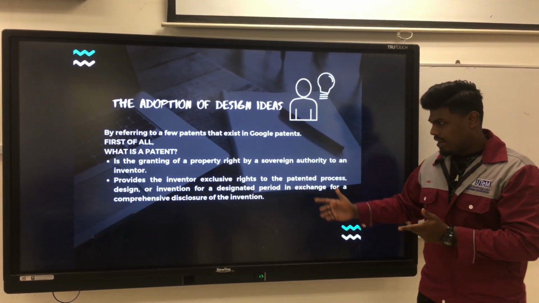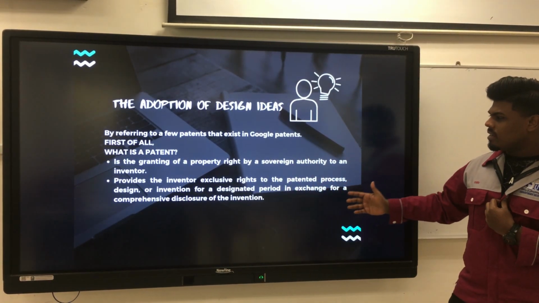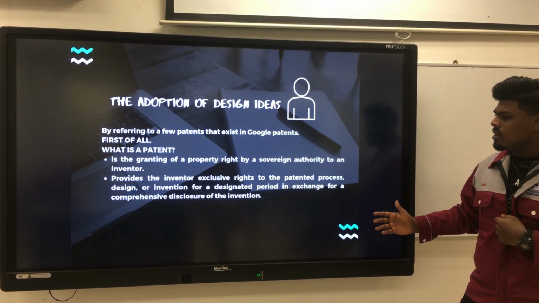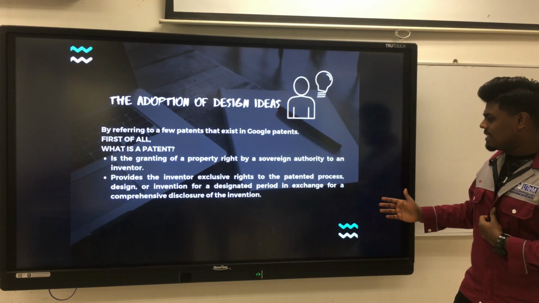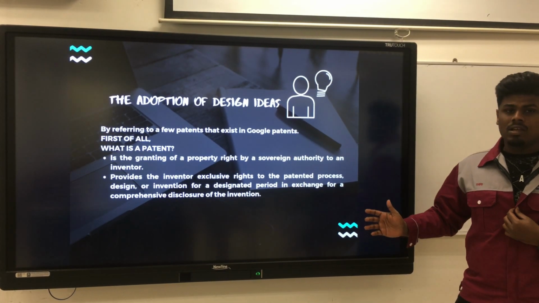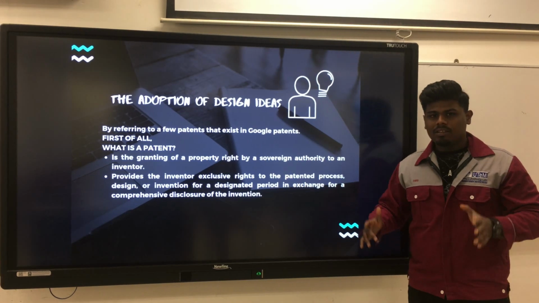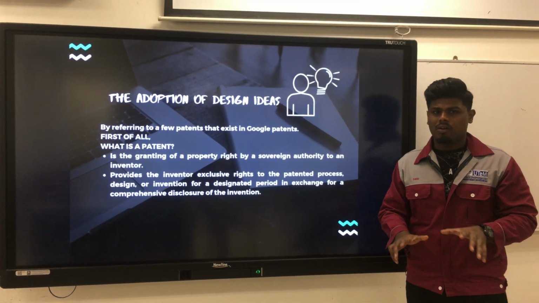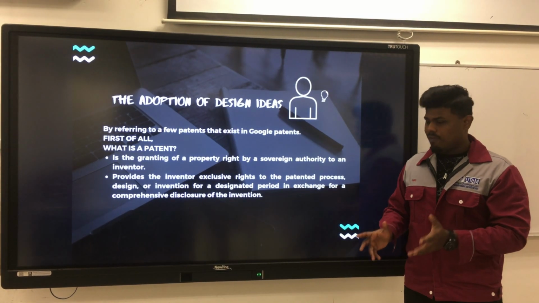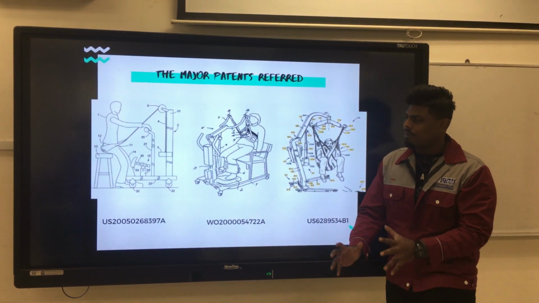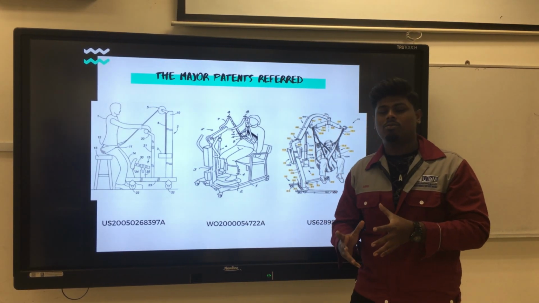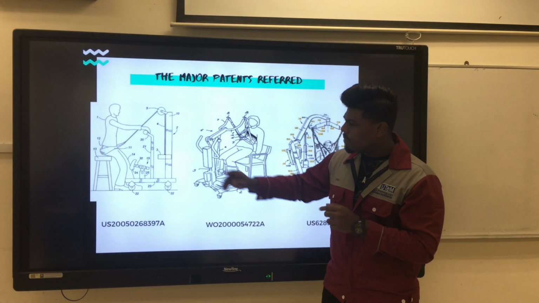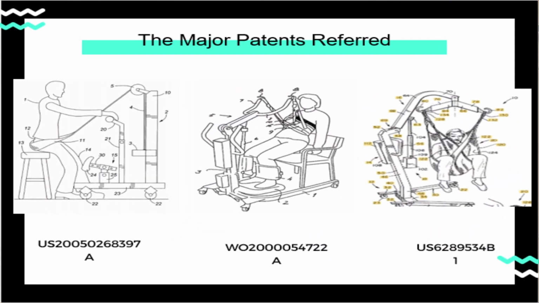Well, again, this provides the inventor exclusive rights to the patented process, design or invention for a designated period in exchange for a comprehensive disclosure of the invention. Well, as we all know here, a patent is more of taking care of the rights of the designer or the inventor. Now, let me explain to you what I've basically told you just now about the sit to stand position. It was actually adapted by this existing product, which is more of a prototype.